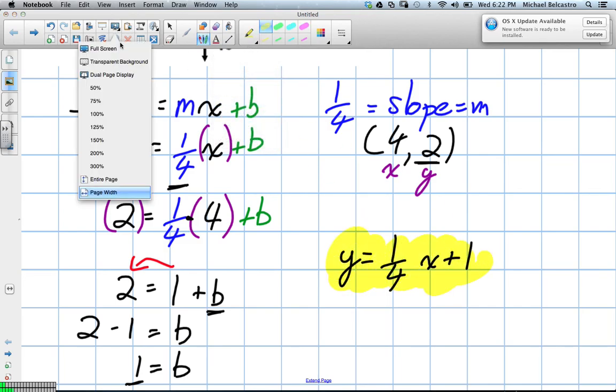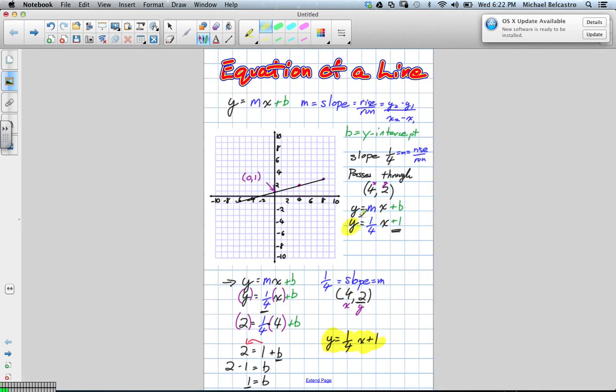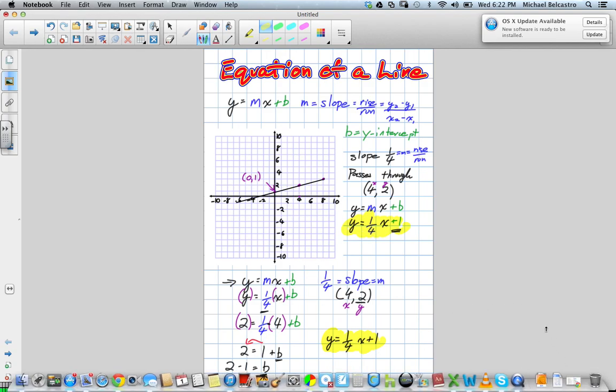So whether we're given a graph or just the information, we're able to solve for the equation of the line. We have two methods there. We can graph it and look at it, or we can do the algebra behind it and solve it.